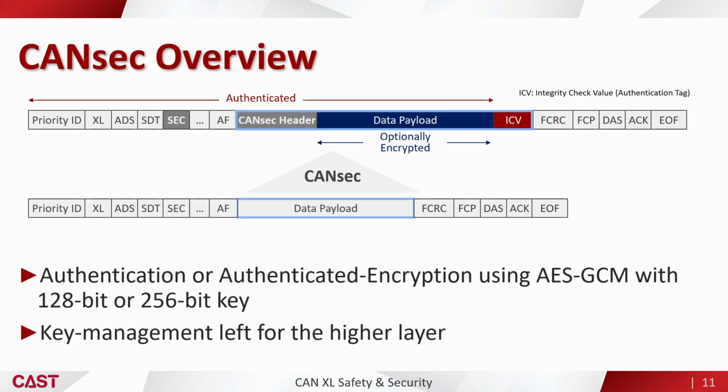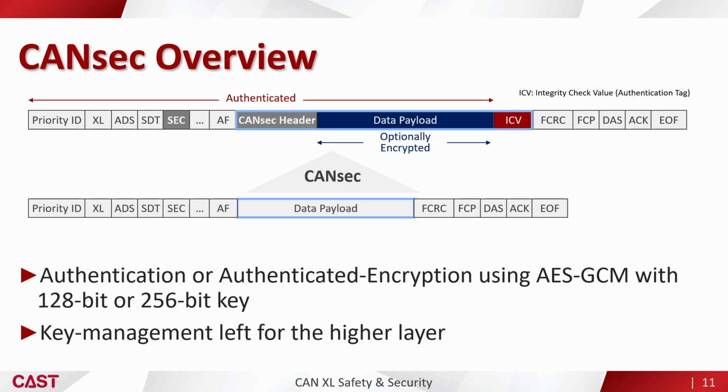When CANsec is enabled, the structure of the CAN XL frame payload changes. The SEC bit in the header signals that security is active. Inside the payload, three new elements appear. First, a CANsec header that specifies the security options in use. Second, the data payload itself, which can be optionally encrypted. And third, an integrity check value, or ICV, which serves as the authentication tag. This structure follows the same pattern used by MACsec in Ethernet networks.